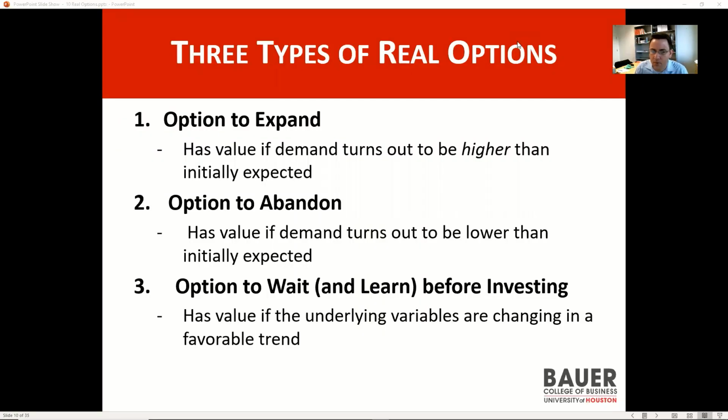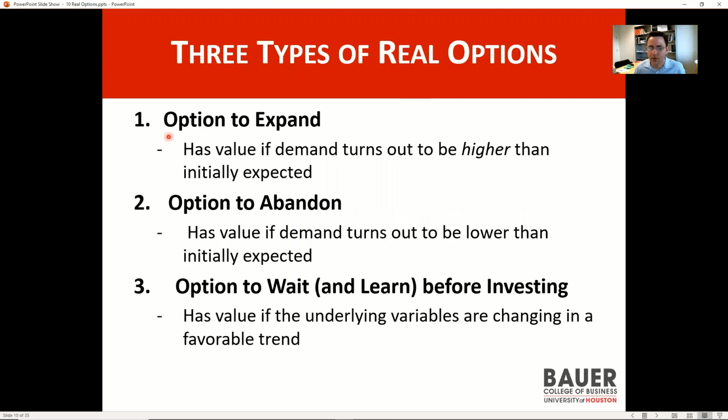Sometimes you'll see options broken into three types. All of these have the same ingredients that we've been talking about. In each type, there's still going to be uncertainty about how a project's going to play out, and there's still going to be the ability to change your actions depending on how that uncertainty gets resolved.